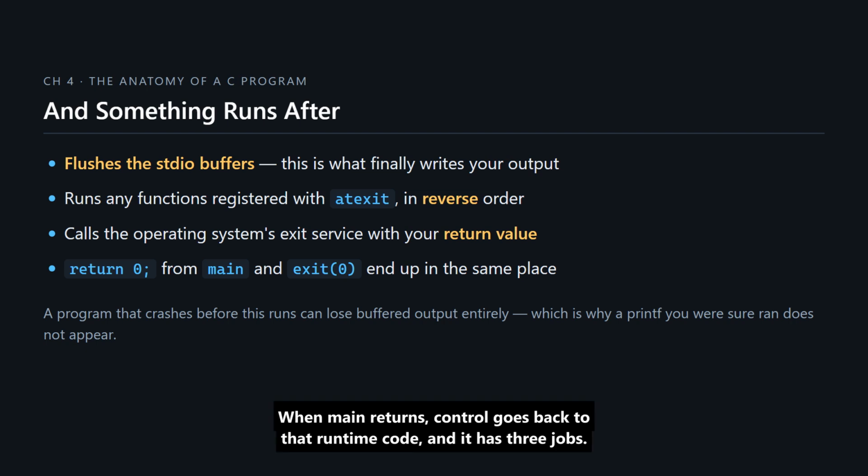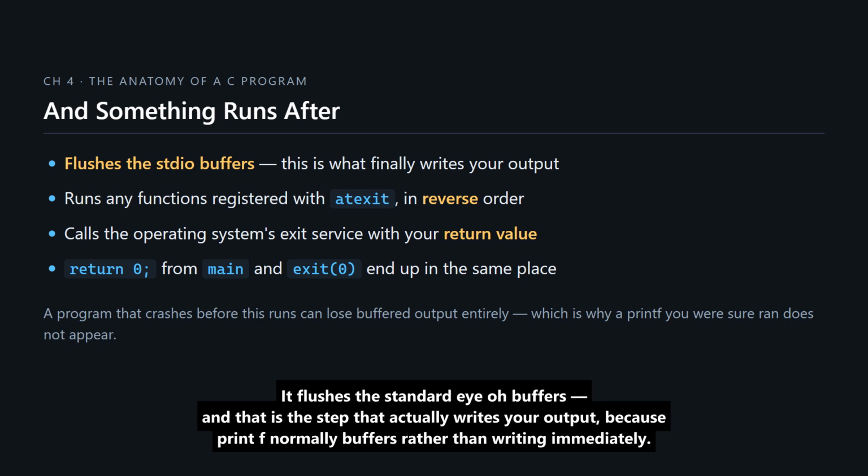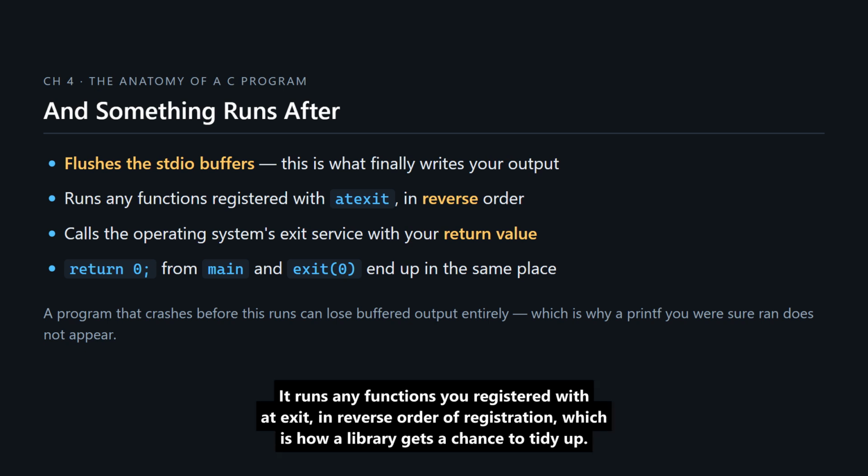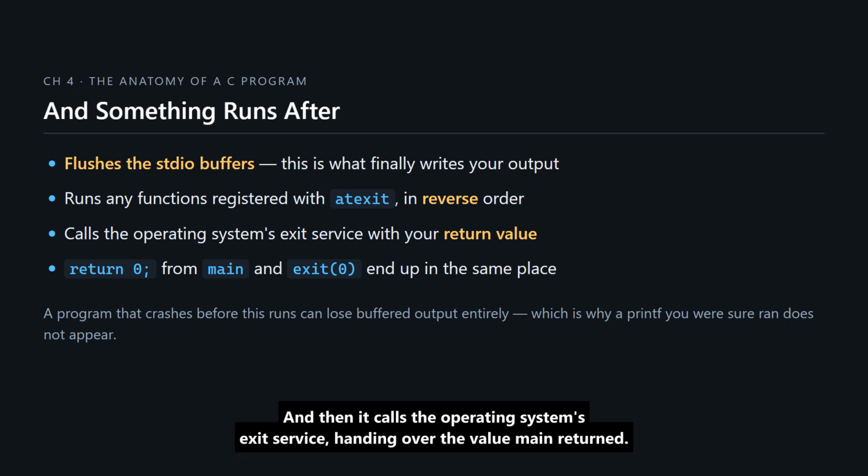When main returns, control goes back to that runtime code, and it has 3 jobs. It flushes the standard I/O buffers, and that is the step that actually writes your output, because printf normally buffers rather than writing immediately. It runs any functions you registered with at exit, in reverse order of registration, which is how a library gets a chance to tidy up. And then it calls the operating system's exit service, handing over the value main returned. Which is why returning 0 from main and calling exit with 0 arrive at the same destination.